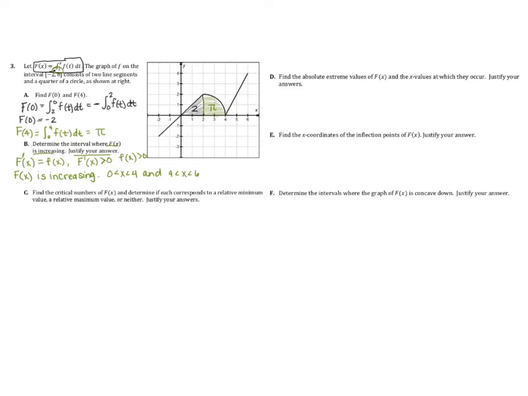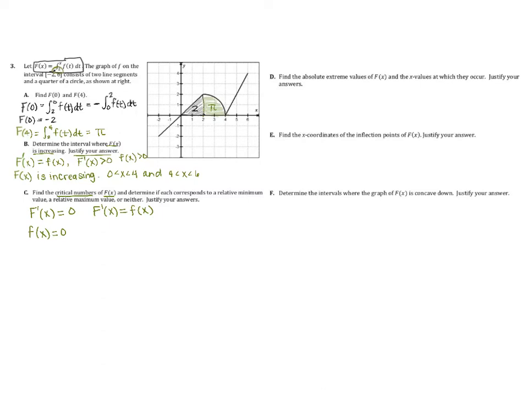Part C says to find the critical numbers of f of x, so I'm going to stop there. If we talk about critical numbers, then that means I need to find where f prime of x equals 0. So again, that's going to be finding a critical number for f of x. But again, we know that f prime of x is equal to the function shown on the graph. So really, if I knew where my function graphically is 0, then I've got all of my critical points.